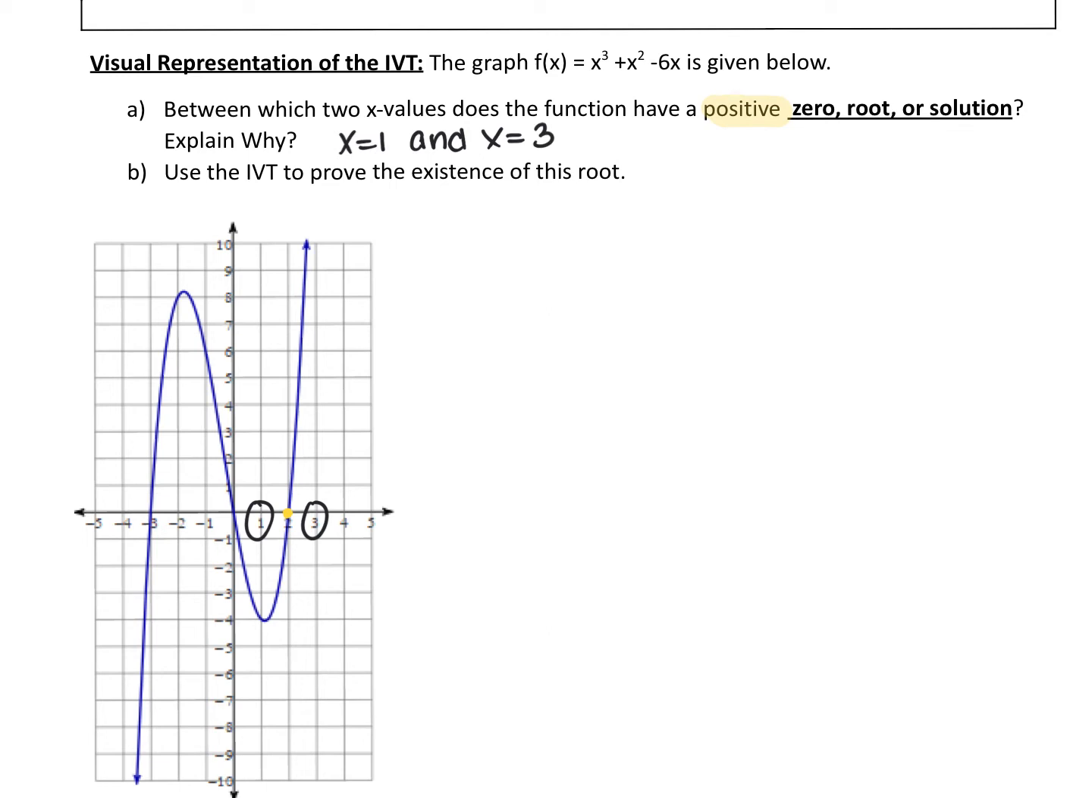We can use the intermediate value theorem to prove the existence of this root. So what we're going to do is find f of 1, and find f of 3. Here is your original function. If I want to find f of 1, that just means everywhere I see an x, I'm going to put a 1.